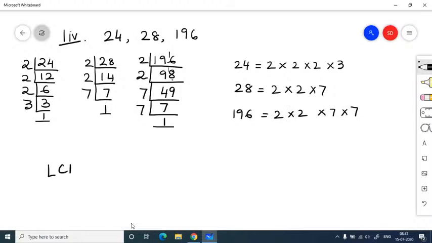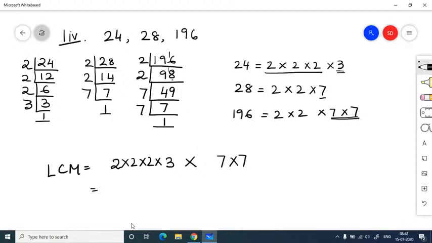So the LCM. What are the different prime numbers we have? We have 2, 3, and 7. Now let's see how many times each one of them is there. Here 2 is 3 times, 2 times, 2 times. So this is the maximum, 3 times. So here also 2 will be 3 times. 3 is there only once, so it will be there once. And 7, here 7 is once and here it is twice. So this is the maximum. So 7 will be twice.